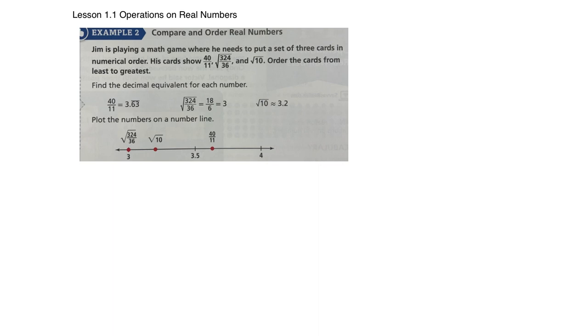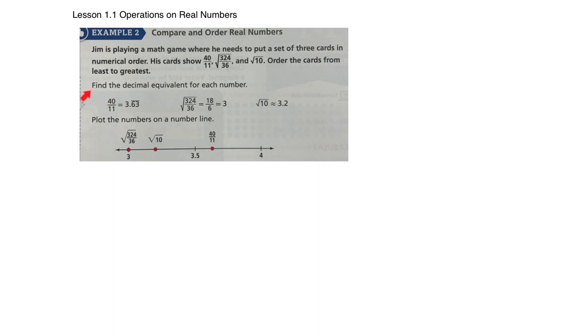All right, so this example is in your book. Jim is playing a math game where he needs to put a set of 3 cards in numerical order. I think they mean from smallest to biggest. His cards, what a weird game, show 40 over 11, the square root of 324 over 36, and the square root of 10. Order the cards from least to greatest.